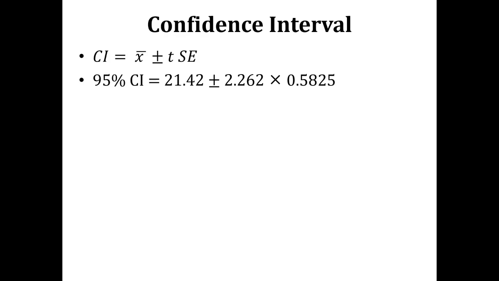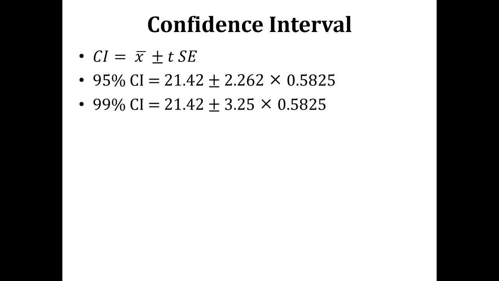So what we are going to do is multiply 0.5825 with 2.262, and then add and subtract the outcome with the mean value. For the 99% confidence interval, we are going to do the same. We are going to multiply the t-value, which is 3.25, taken from the t-distribution table, with the standard error, which is 0.5825, and then take their product and add and subtract that from the mean value like we did previously.